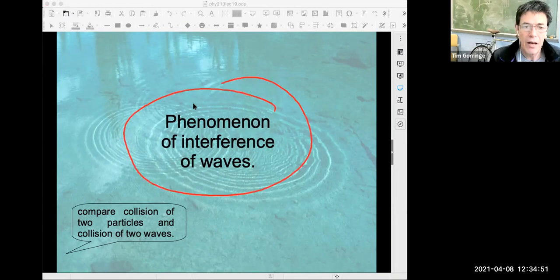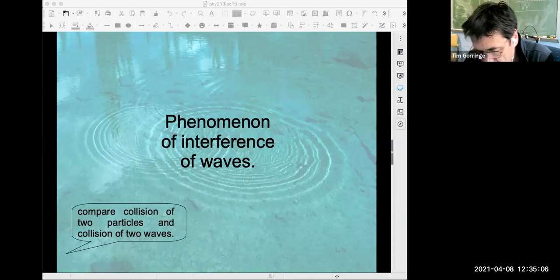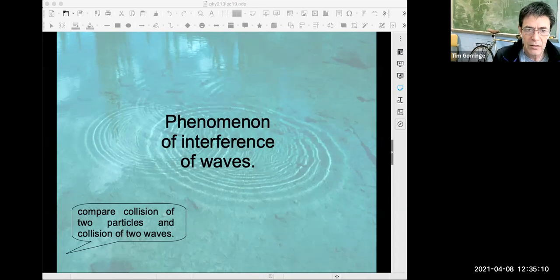And let me just start by comparing the collisions of two particles and the collisions of two waves. Now, the collisions of two particles we discussed in Physics 211. It's a famous example in Physics 211. And the collision of two waves we're about to discuss in Physics 213. When two particles collide with one another, they're discrete, localized, concentrated objects carrying energy and momentum. When they collide, they bounce off one another, and they share energy and momentum amongst one another.